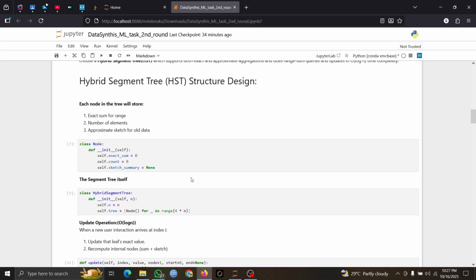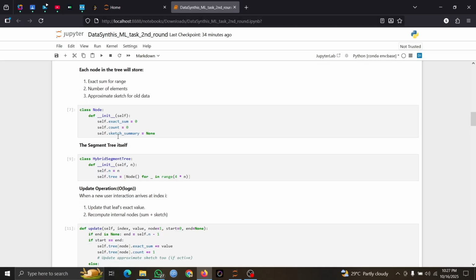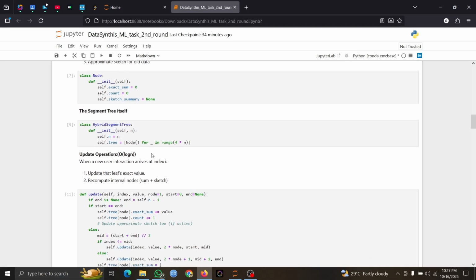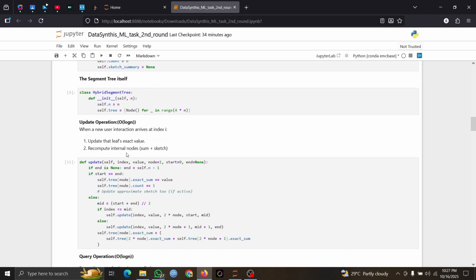Now to design that hybrid segment tree, I have to define the classes here. In the node class, I have 3 components: the exact sum for the range, the number of elements, and approximate sketches. Then the segment tree class here.